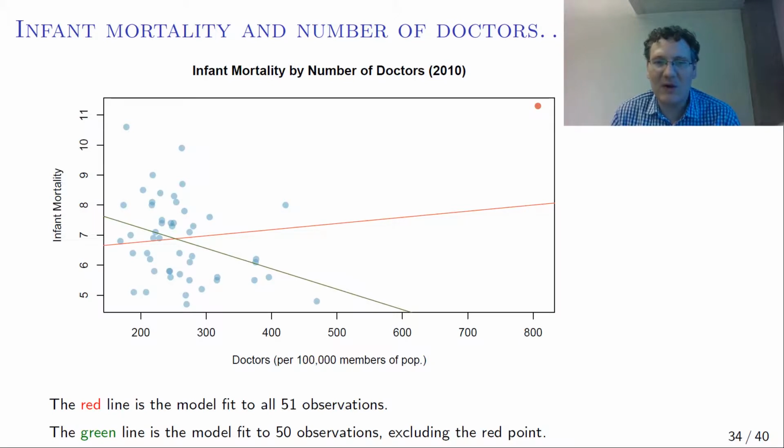But if you exclude that one point, that's very high leverage because it's very far away from the average x value, and it's also very far away from the regression line. Its residual is very high, and you can see when that is removed from the data set, we only fit a model to the 50 observations. We get a very different shaped line. It's sloping downward instead of upward, and that's what you would expect to see, where as the number of doctors increases, you have a lower infant mortality rate.